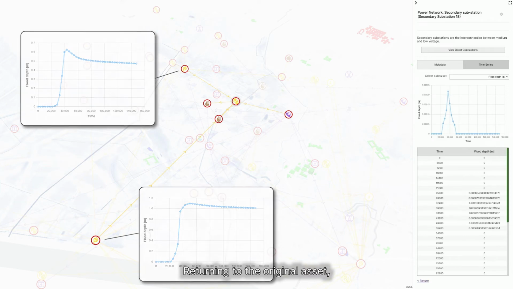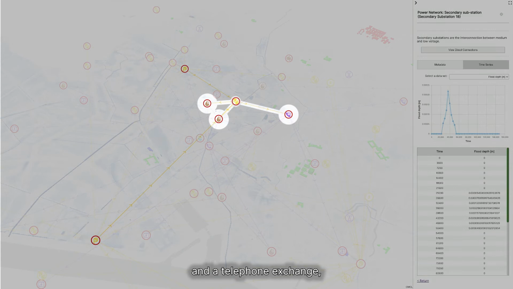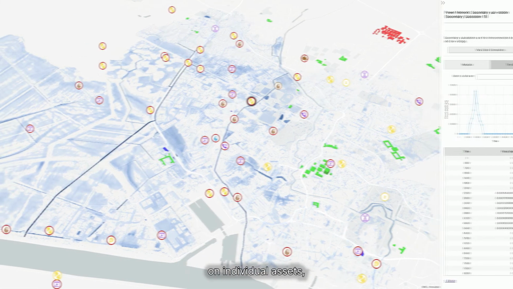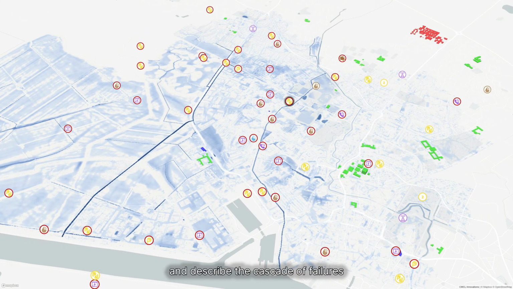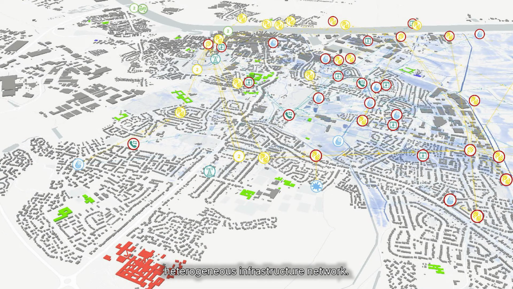Returning to the original asset, we can see that it supplies power to two sewage sites and a telephone exchange, both of which also lose power under this scenario. This demonstrates the ability of connected digital twins to assess the effect of different scenarios on individual assets and describe the cascade of failures across the combined heterogeneous infrastructure network.